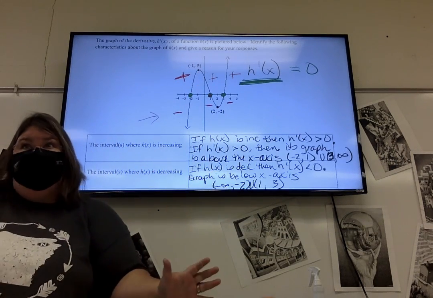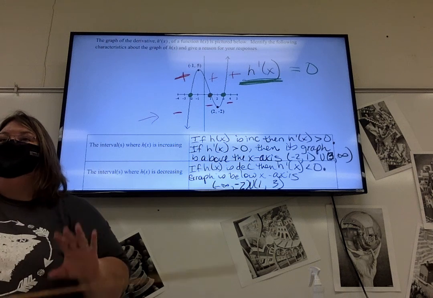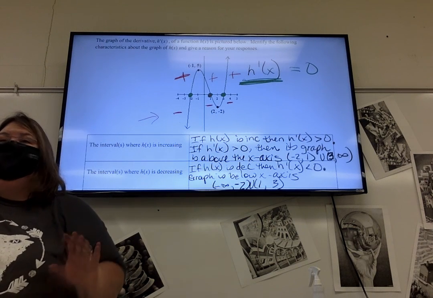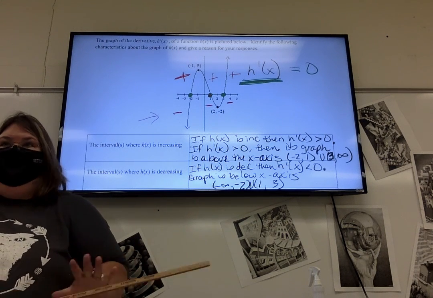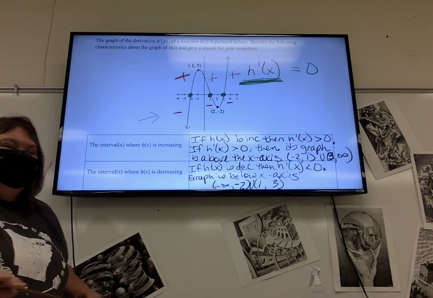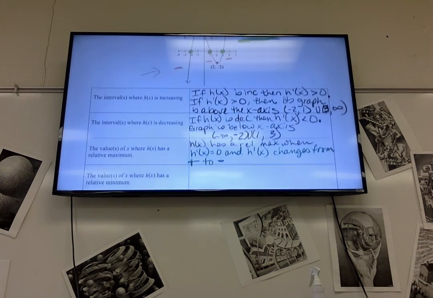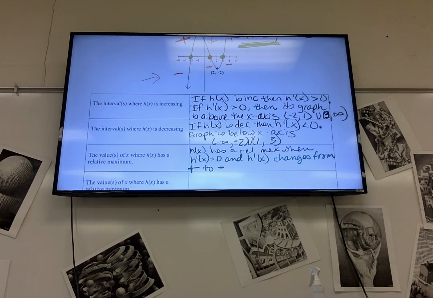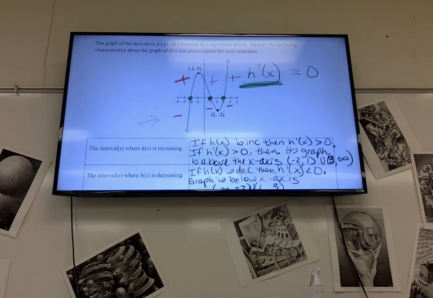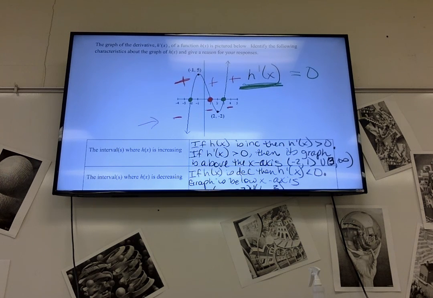Now, if it was h of x, then it would be increasing or decreasing. But we're looking at the derivative already. This takes a little while to get your head wrapped around. Okay. So we decided it was at x equals 1, right here, because it's going from positive to negative.